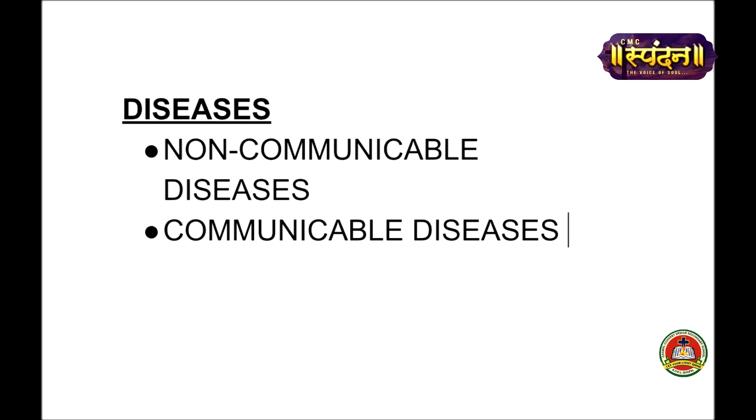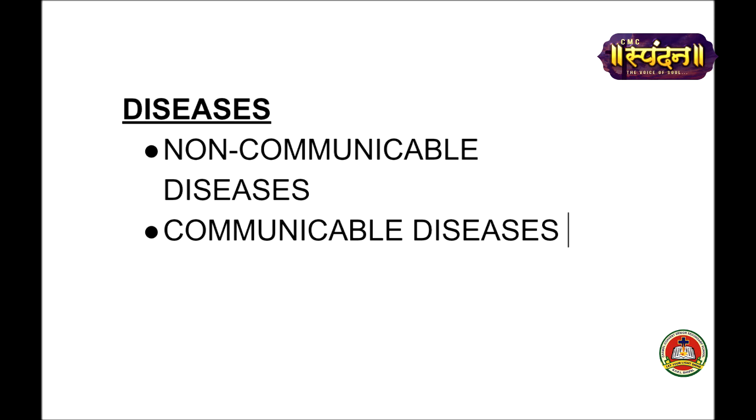Now we come to the next topic, and this is diseases. What is a disease? It is a state in which a part of the body is no longer healthy. These diseases can be of two types: non-communicable diseases and communicable diseases. Non-communicable diseases are the ones which do not spread from one person to another, whereas communicable diseases are the ones which can spread from one person to another.